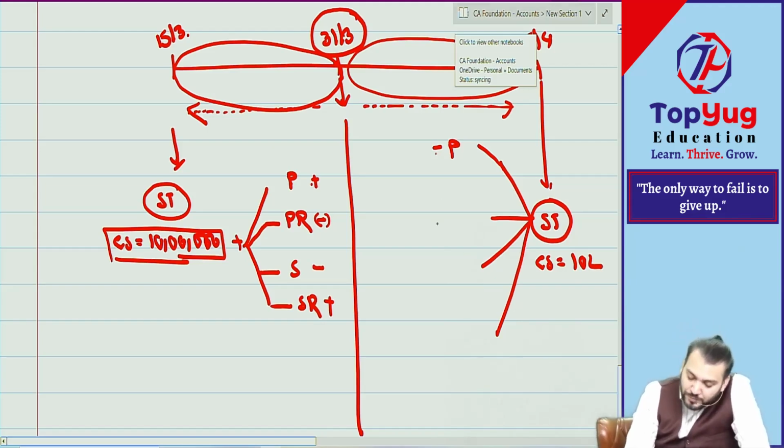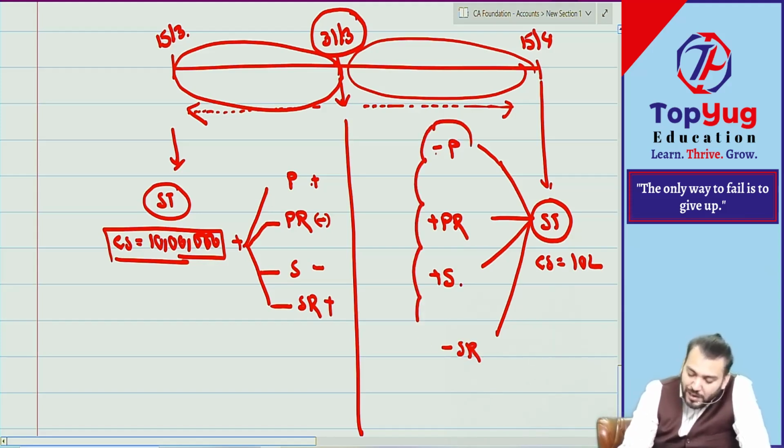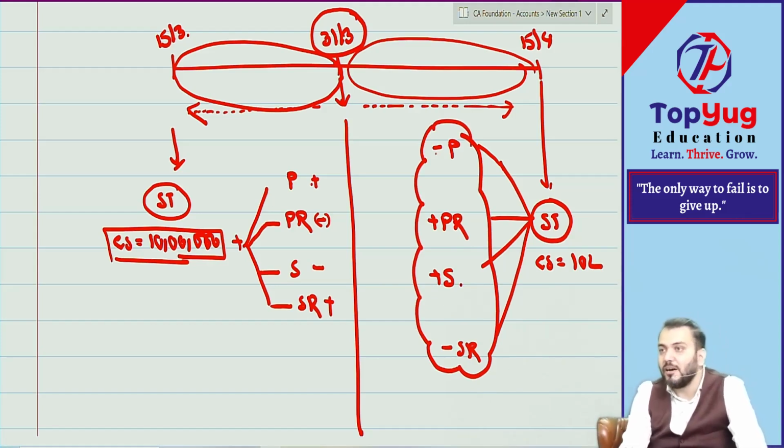Purchase return, what will you do? Plus purchase return. Sales, what will you do? Plus sales. And sales return, what do you do? Minus sales return. So this adjustment is required. I hope you have understood. After this adjustment, can I say automatically the stock will become closing stock at year end.